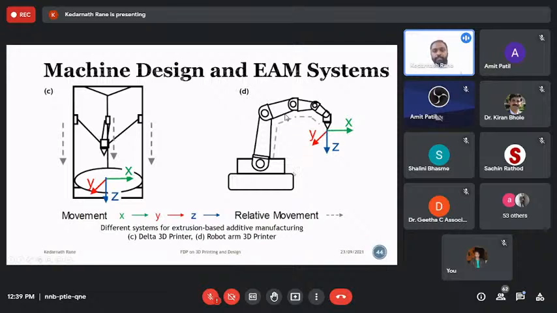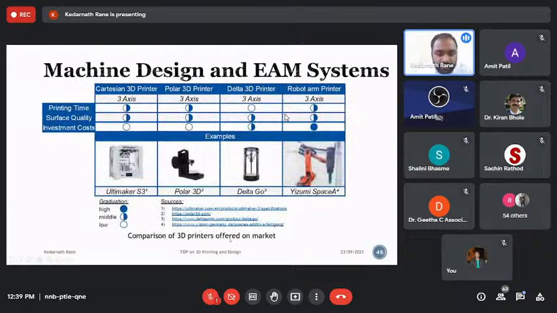Another aspect is the robot arm, similar to, if you know, direct energy deposition or other processes, very big kind of deposition. We can utilize robots to deposit the material in the XYZ plane. Again, it is a very slow process, and many kinematic links are there. Accuracy is another problem with this system as compared to the Delta printer. So here I want to summarize these machine design aspects.